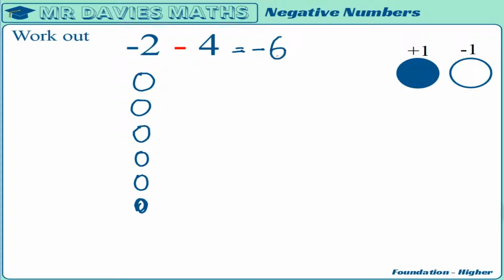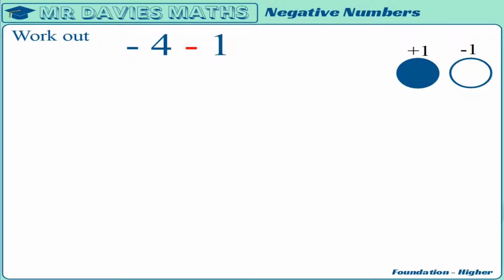Next question. So start off with -4, 1, 2, 3, 4, and I want to get rid of a single positive. So I'm going to add on a single positive, but I can't just add that on, I have to add on a single negative as well, because those two make 0 anyway, so it doesn't change the question. But now I can get rid of the +1, and that will leave me with -5 as my answer, because I've got 5 negatives left on the board.